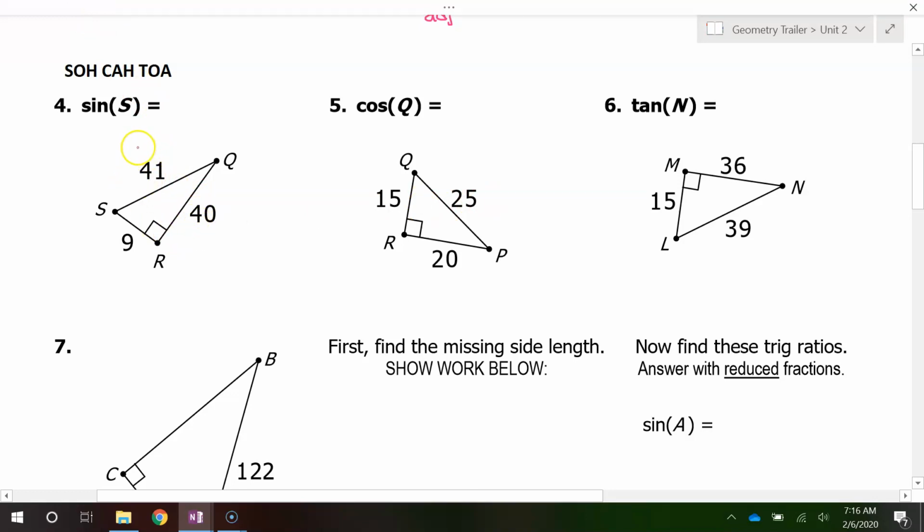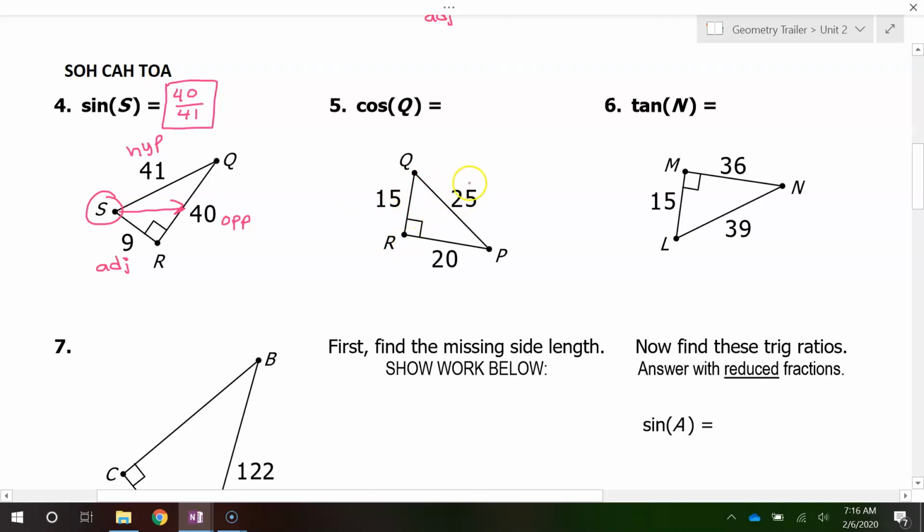So this 41 is the hypotenuse because it's across from the 90-degree angle. We're doing the sine of angle S, so let's circle angle S and draw an arrow going across from it. This will be the opposite leg. The other leg is the adjacent leg. So sine is opposite over hypotenuse. So that's going to be 40 over 41. All right, 41 is a prime number, so I know that will not reduce.